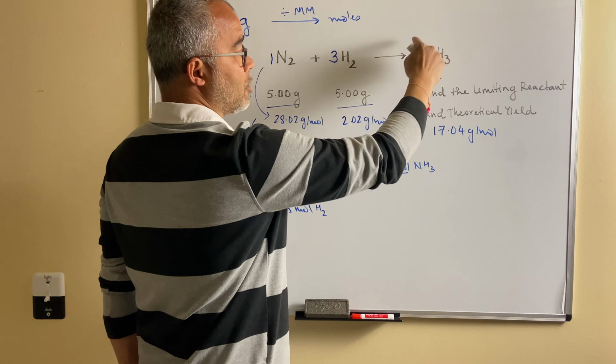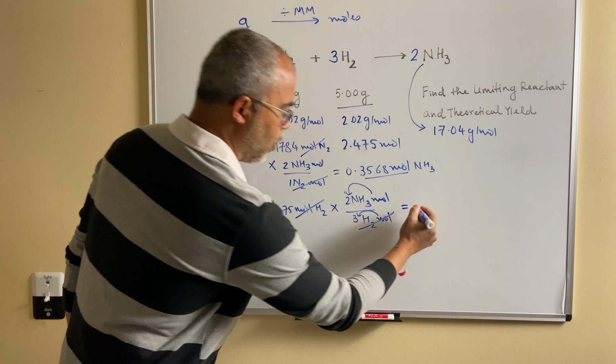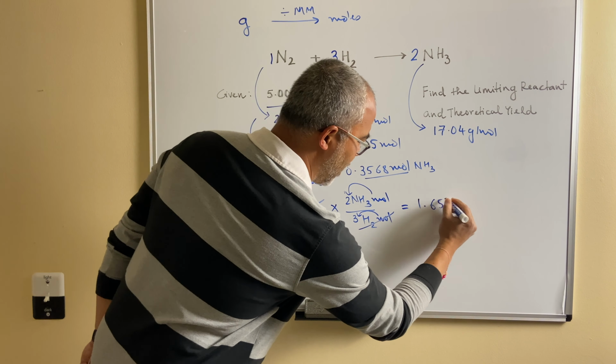But what really matters is to be able to set this up in such a way so that we are only ending up with NH3 at the end, okay? So if we cancel out the units, those two go away. And then if we crunch these numbers, we get 1.65 moles NH3.